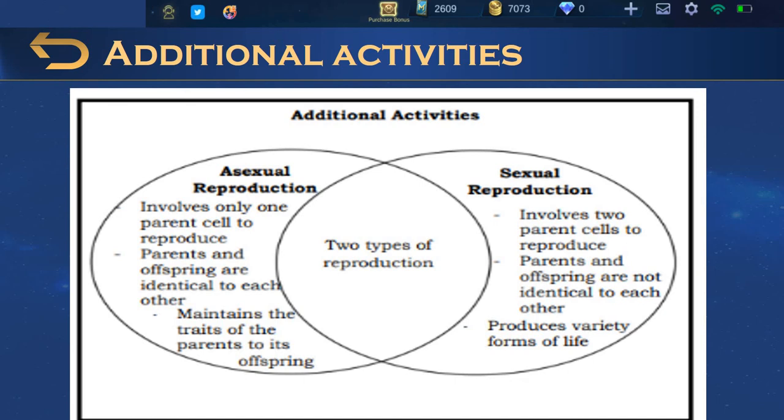While on sexual reproduction, we need two parent cells in order to reproduce. Parents and offspring are not identical to each other. And again, it produces variety forms of life. So this is the Venn diagram on the similarities and differences of asexual and sexual reproductions.